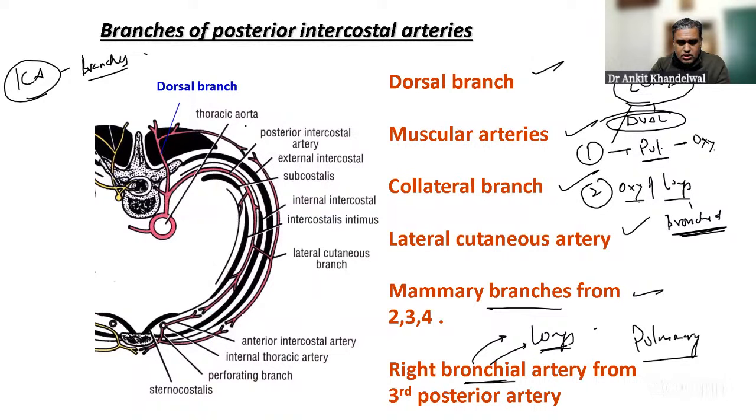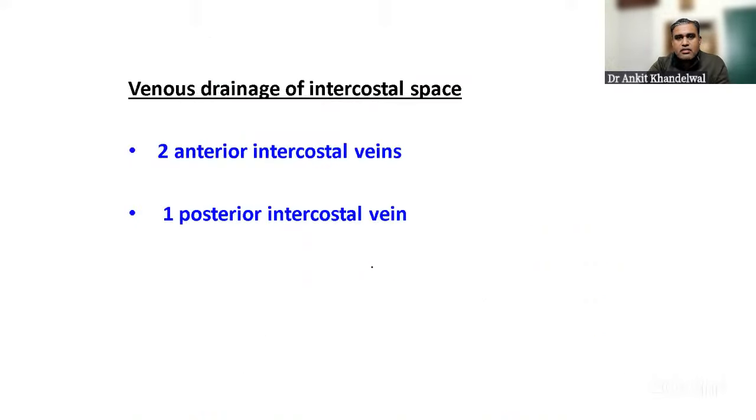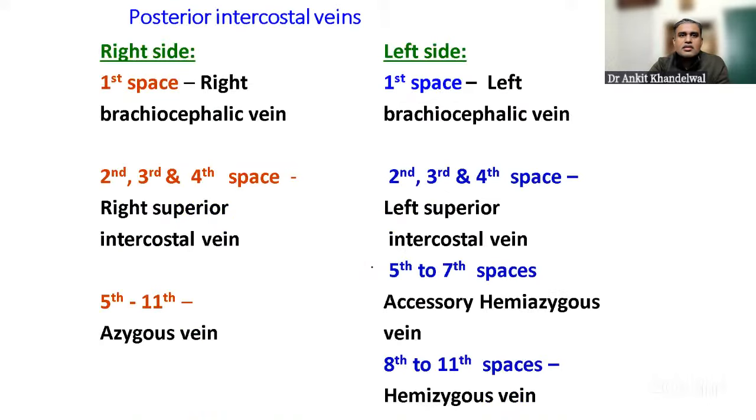Here you are seeing the thoracic aorta giving out the dorsal branch. These are the muscular branches. This is skin, that is cutaneous branches. Okay, perforating branches are the other branches over here. Perforating branches are the ones that will go to the mammary gland. Venous drainage, we have intercostal veins, posterior, anterior. These are all the posterior intercostal veins. We will discuss this tomorrow in detail, but here is a diagram.